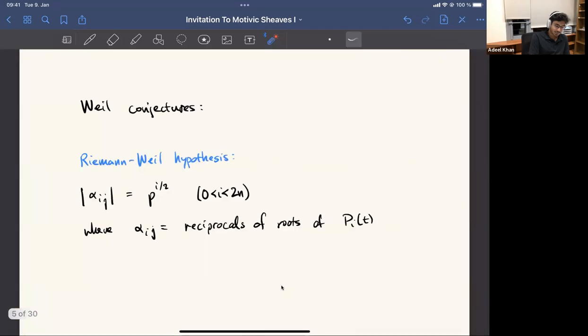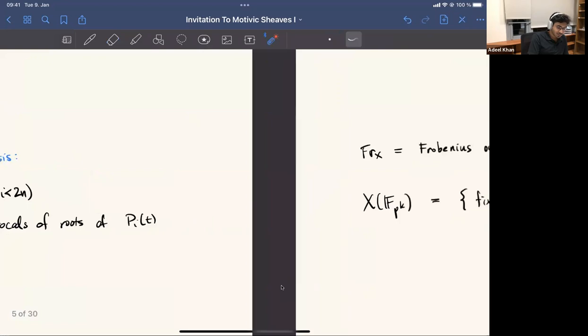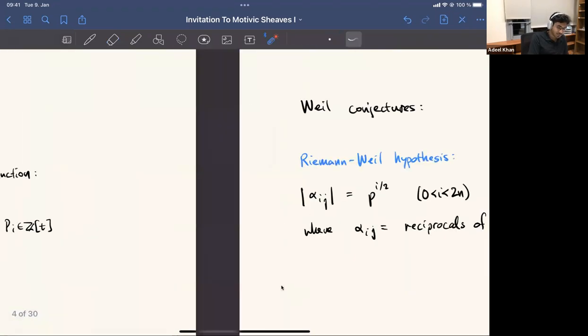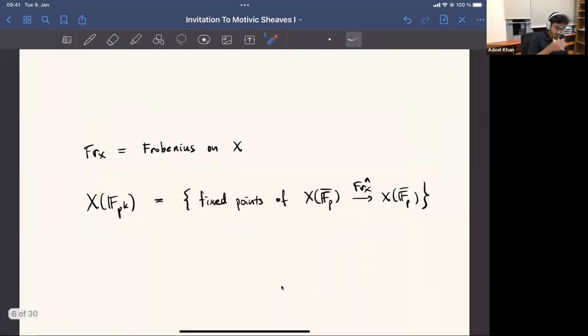The second property I'll talk about is the analog of the Riemann hypothesis. There's more to the Weil conjectures, but these are the main things I want to talk about in this talk. It states that if we look at the reciprocals of the roots of these polynomials, then they have absolute value given by this, for i greater than 0 and less than 2n. So it's an analog of the usual Riemann hypothesis. I'll focus on these two properties, which I'll call rationality and the Riemann hypothesis.